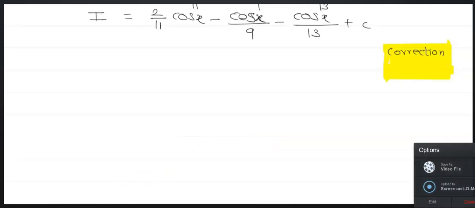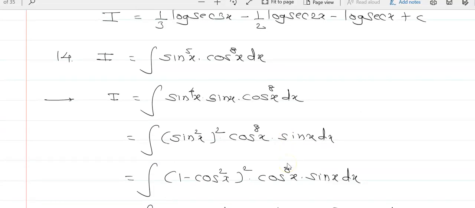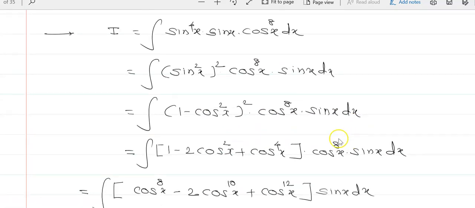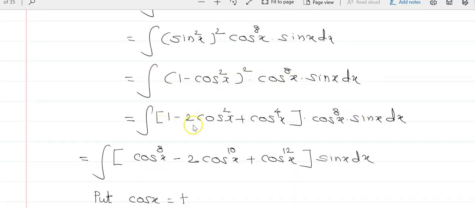Now see this next. The same thing I am writing here, problem number 14. I is equal to the integral of sin of x into sin of x raised to 5 into cos of x raised to 8 dx. This sin of x raised to 5 can be written as sin of x raised to 4 into sin x into cos of x raised to 8 dx. Sin of x raised to 4 is (sin square x) bracket square into cos of x raised to 8 into sin x dx. Now here sin square x is written as (1 minus cos square x) bracket square into cos of x raised to 8 into sin x. Now expand this: 1 minus 2 cos square x plus cos of x raised to 4, into cos of x raised to 8 into sin x dx.